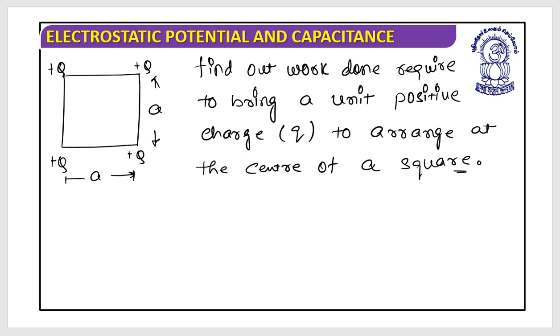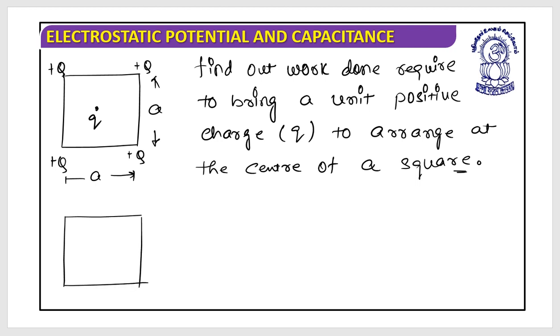They want you to find out the work done required to bring a unit positive charge q to arrange at the center of a square. So assume it is initially at infinity, and you should do something so that this charge q would be arranging itself at this position. So what should be the steps and what should be the procedure? Yes, you assume it correctly.